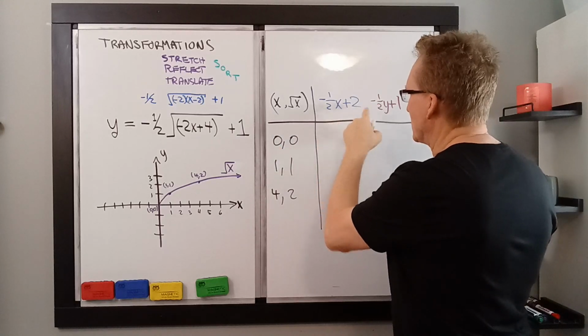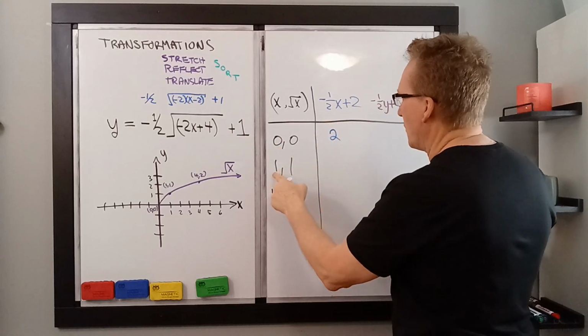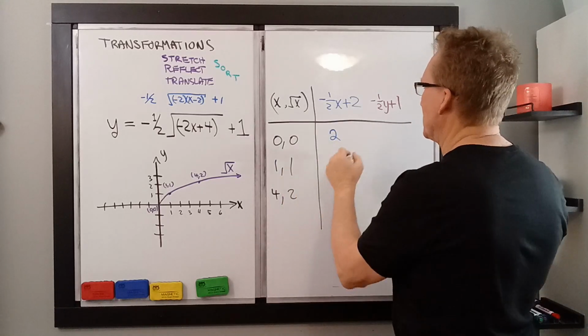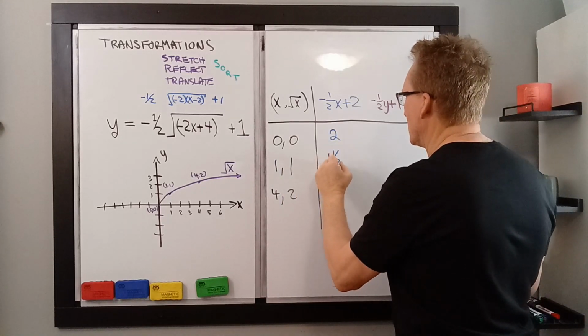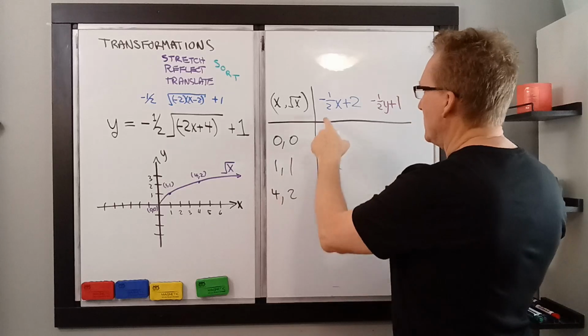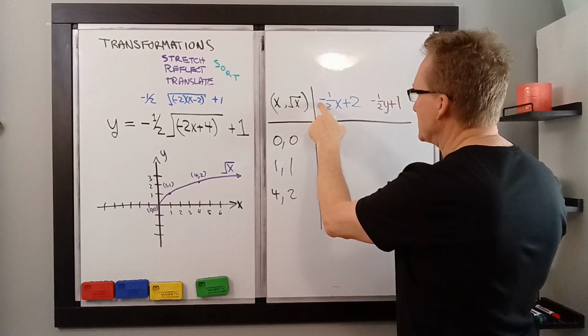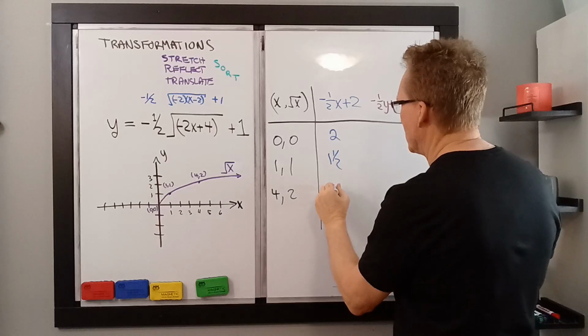0 times this is 0, plus 2 is 2. 1 times -1/2 is -1/2, plus 2 is 1.5. 4 times -1/2 is -2, plus 2 is 0.